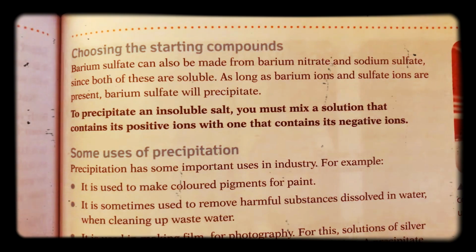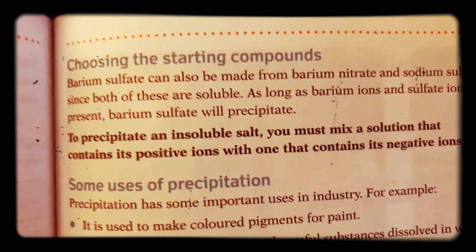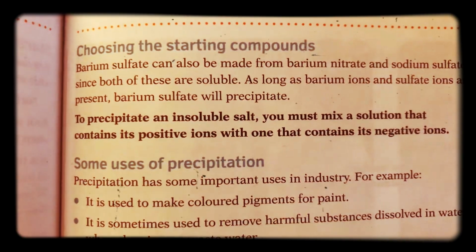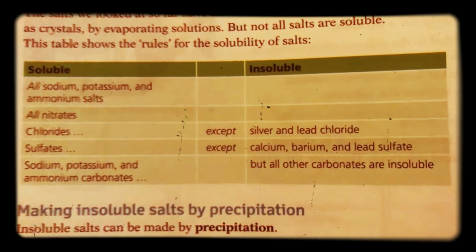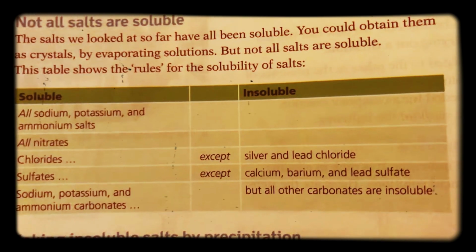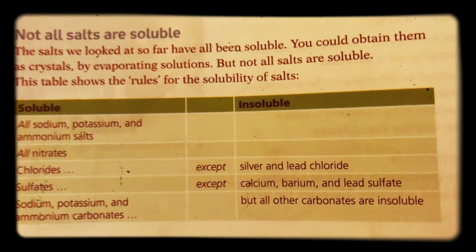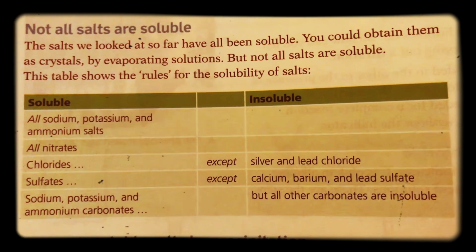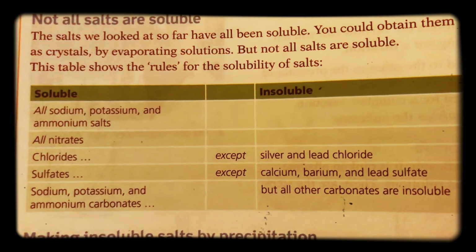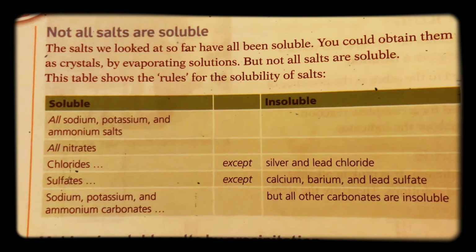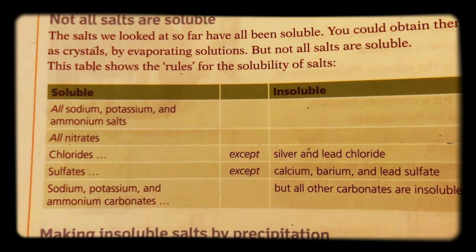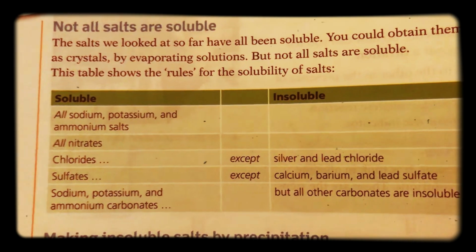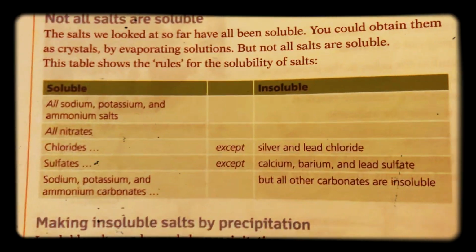Choosing the starting compounds. Chemists can actually use this technique to make a desired compound, so long as they remember what these rules are. So if I wanted to make magnesium carbonate, I would have to get 2 soluble salts, one of them being a magnesium salt, which is soluble, and one of them which is a carbonate salt, which is soluble. If I mix them together, so long as the product has spectator ions which are still soluble, I should then be able to use filtration in order to separate out my insoluble salt.